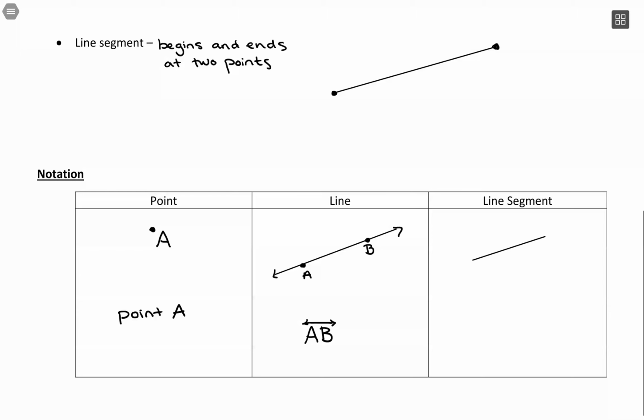A very similar thing happens with a line segment. As you can imagine, our notation is going to change based on the fact that we don't have arrows. A and B. So in a sentence, how we would write it is we'd have A, B, and then you draw a line, and then you just don't have the arrows on top. So there's some definitions and some notation to get us started with geometry.